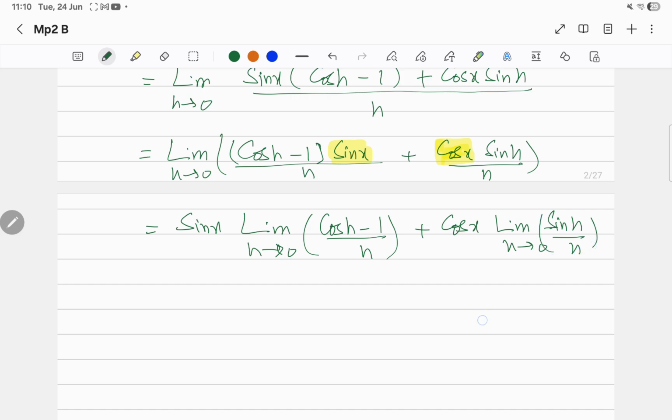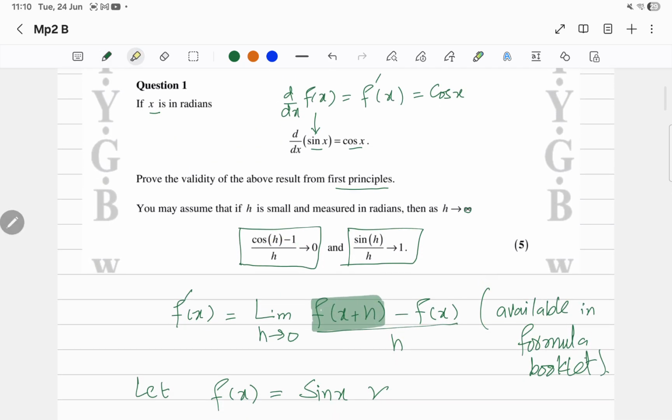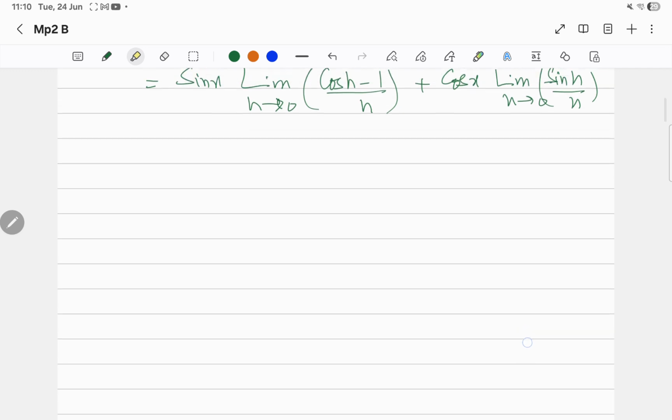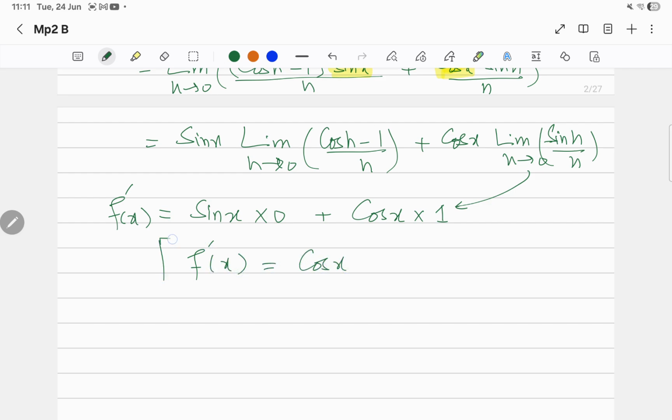Okay, now from the results given in the question, when h tends to 0, (cos h minus 1) over h tends to 0, and sine h over h tends to 1. So this result will be 0, and we will have sine x times 0 plus cos x times 1. So finally, f prime of x will be cos x, as required.